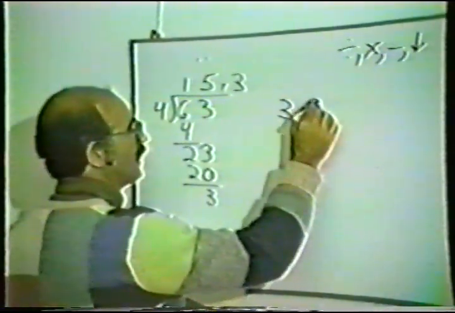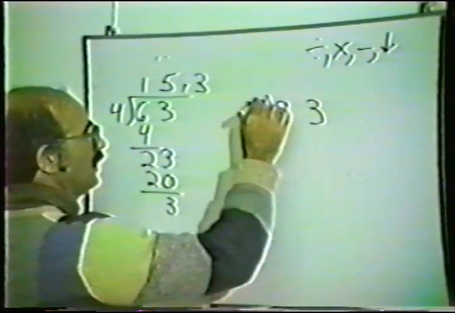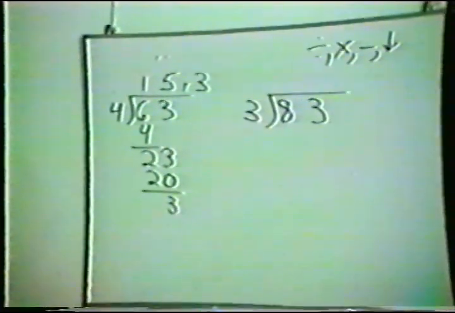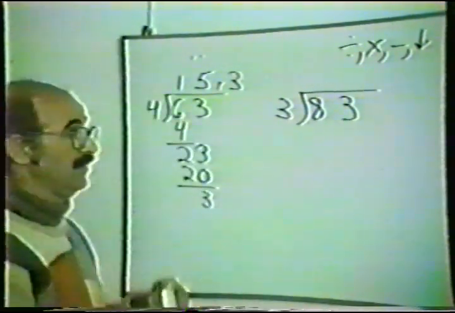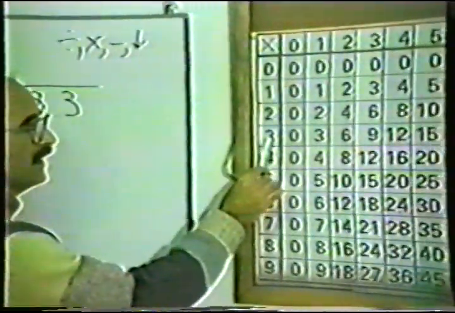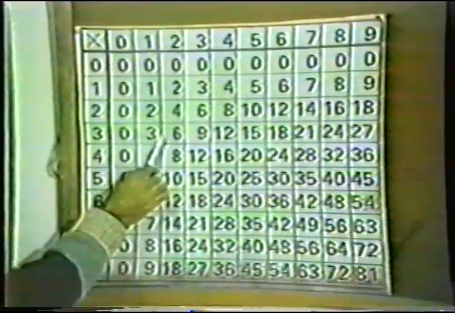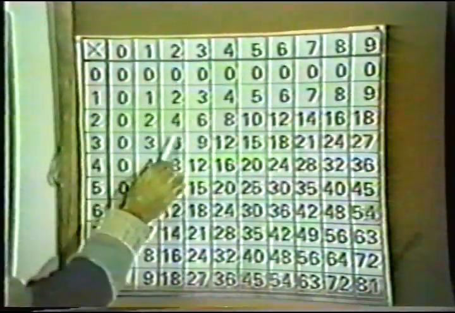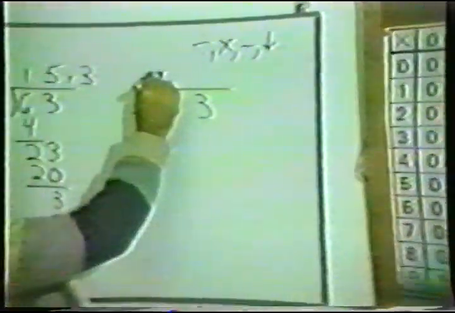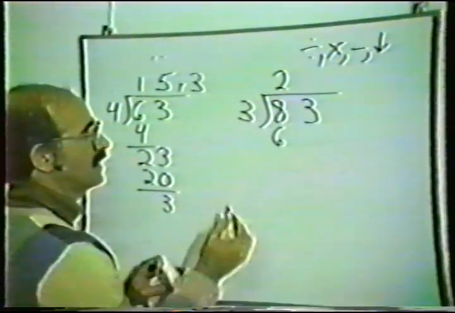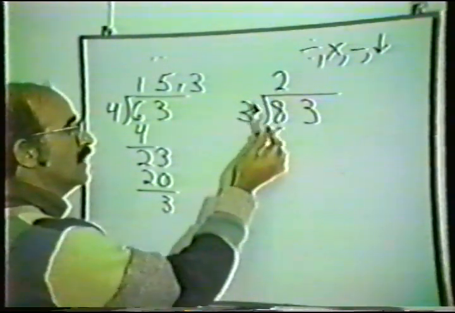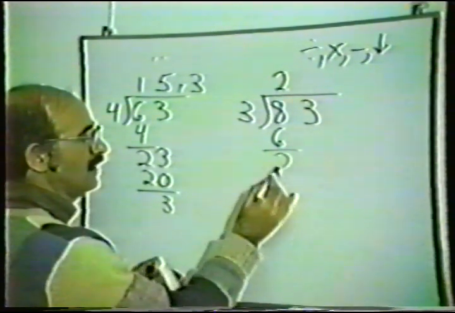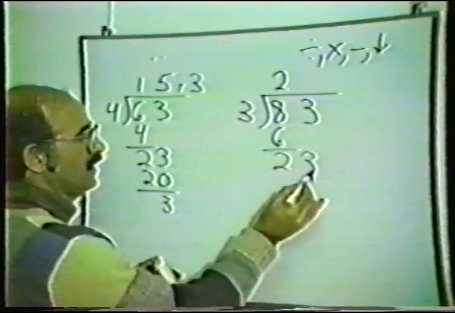3 into 83. Will the 3 fit into the 8? Yes. And this time it will be more than 1 time. 3 into 8. Stop. We have to use the 6. 2 using 6, because 2 times 3 is 6. 8 take away 6 is 2. Bring down the 3.